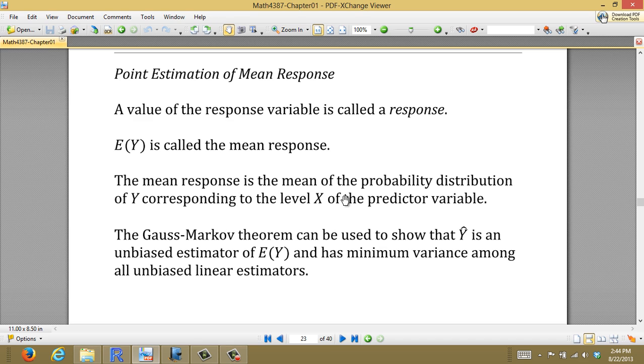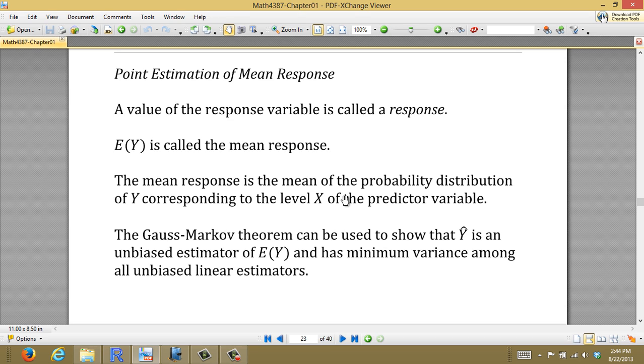So let's talk about estimating the mean response. A value of the response variable is simply called a response, at least that's the terminology that I like to use. The way that we denote the mean response, the average response for a specific value, is E of y, the expected value of y. And the mean response is the mean of the probability distribution of y corresponding to the level x of the predictor variable.